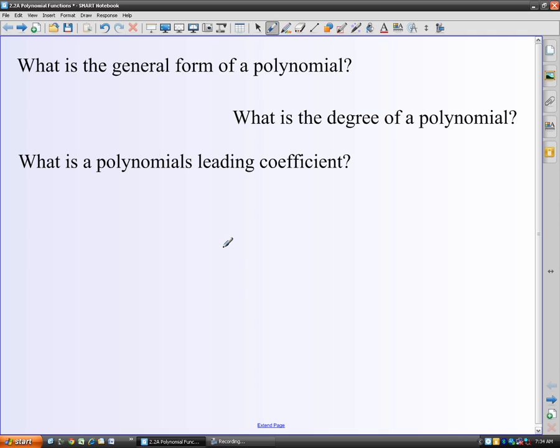So the first thing we're going to talk about is polynomial functions. A polynomial function in general has a graph that has no sharp turns, and it also is continuous. Continuous means no jumps, no holes, no asymptotes, no gaps of any sort. So continuous, and then there's also no sharp turns.